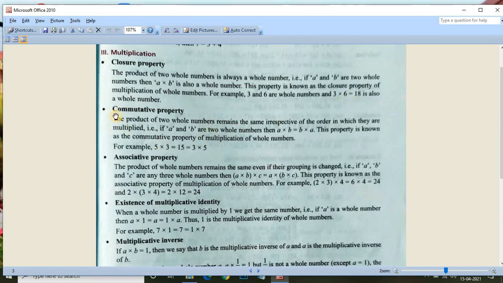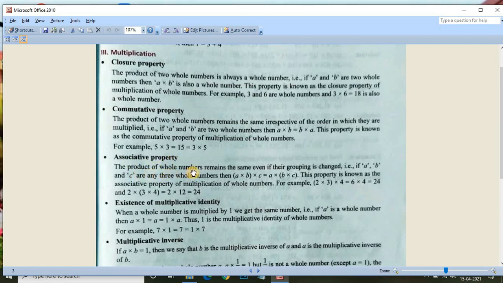Now come to the commutative property. The product of two whole numbers remains the same irrespective of the order in which they are multiplied. That means 5 into 3 equals 15, as well as 3 into 5 equals 15. In this case you change the order of the numbers, but the product will always be the same.